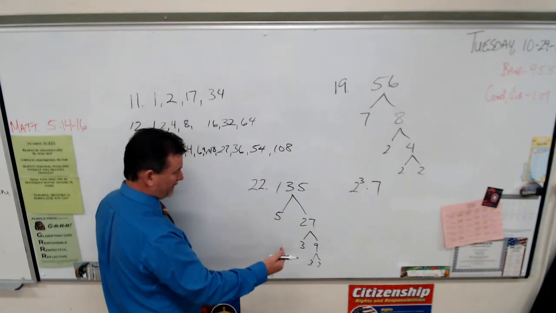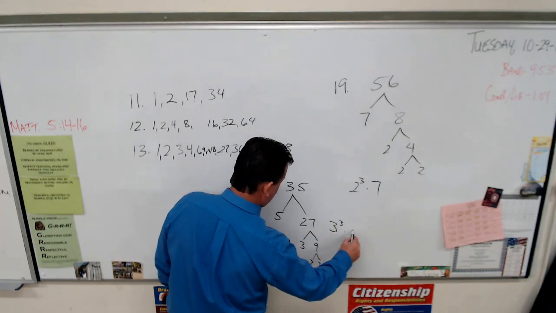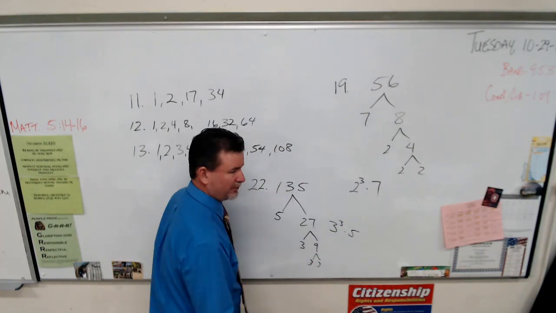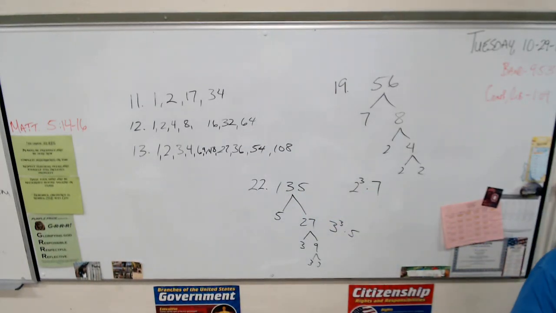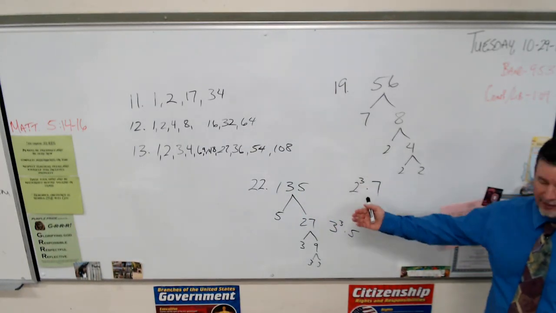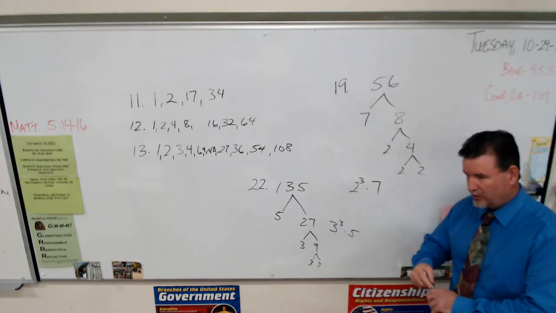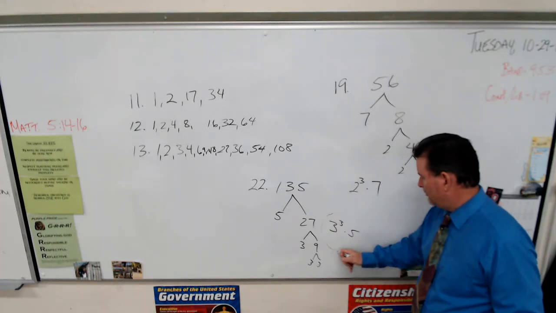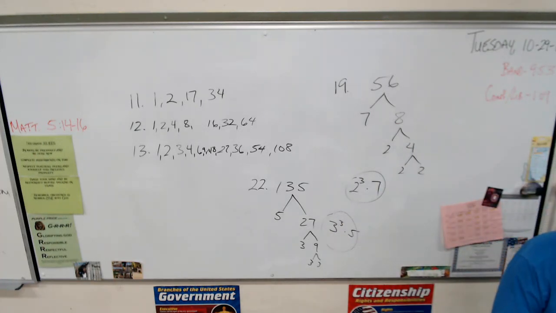Your answer to 22 is 3 cubed times 5. 19 and 22 are on the board, so you can look at it and say, yeah, that's what I got. 2 cubed times 7. We don't do 23 through 25. And 3 cubed times 5.